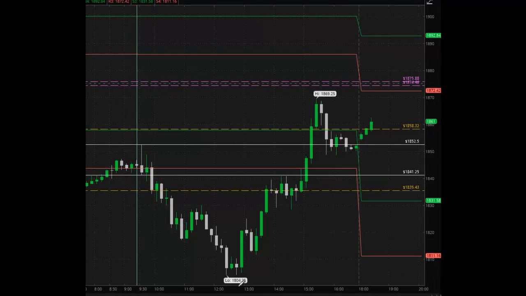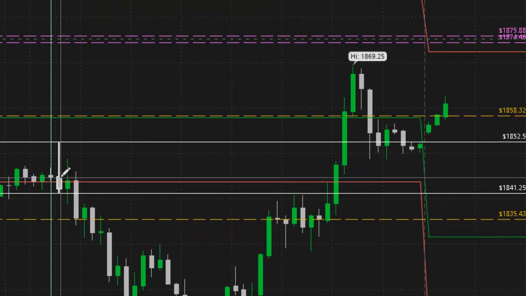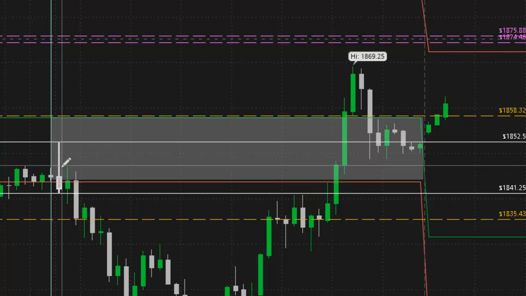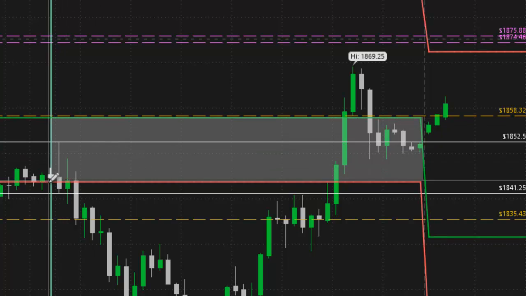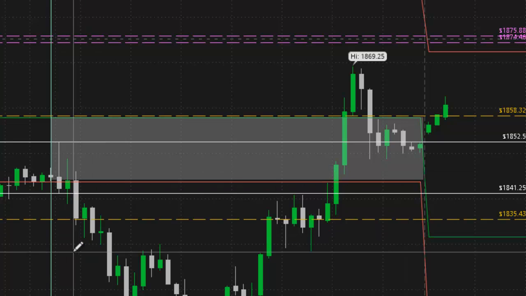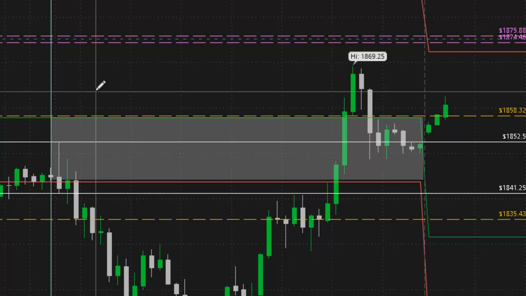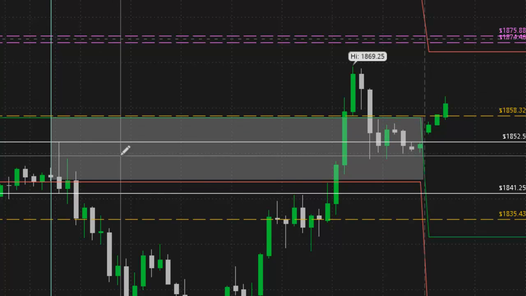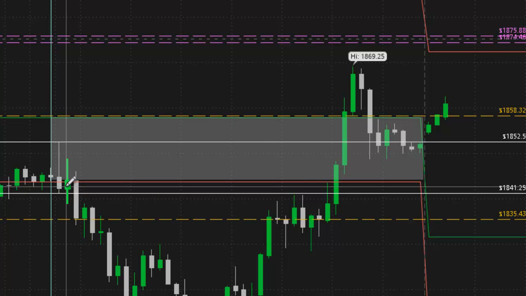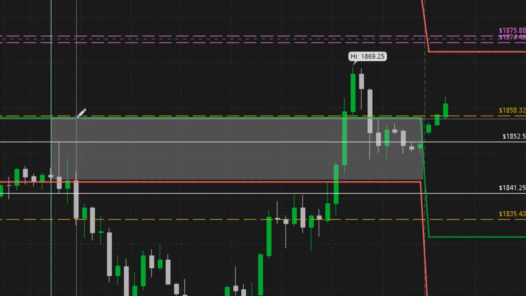This morning we opened, you can see right here, inside the lower level of the Camarilla, between L3 and L4. And what you want to watch for here is, does it break out to the downside below L4, or can it get back above L3 and become a buy? So this morning it got below the L4, and of course you could go short here. And where would you put your stop? Your stop would be back above the L3 level.